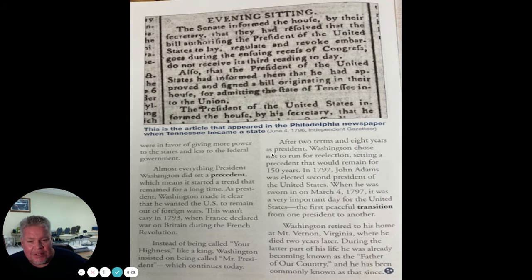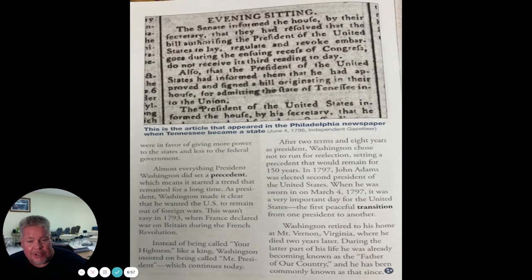After 2 terms and 8 years as president, Washington chose not to run for re-election, setting a precedent that would remain for 150 years. In 1797, John Adams, who was George Washington's vice president, was elected the second president of the United States. When he was sworn in on March 4th, 1797, it was a very important day for the United States, the first peaceful transition from one president to another.